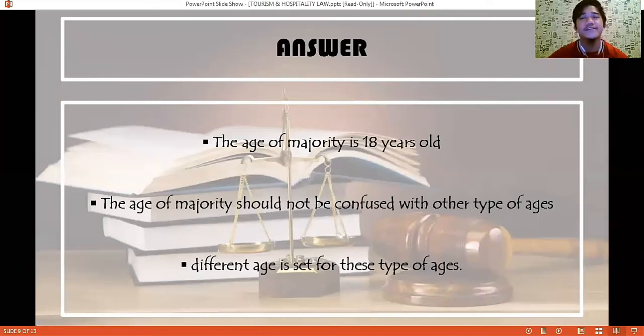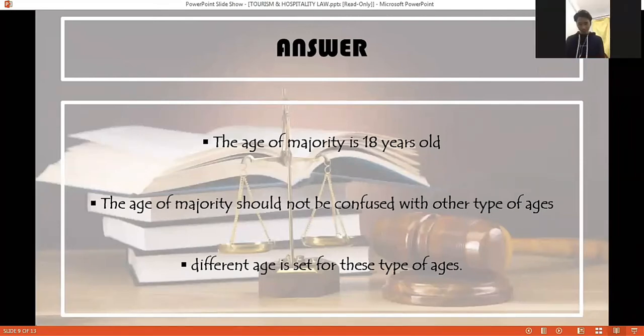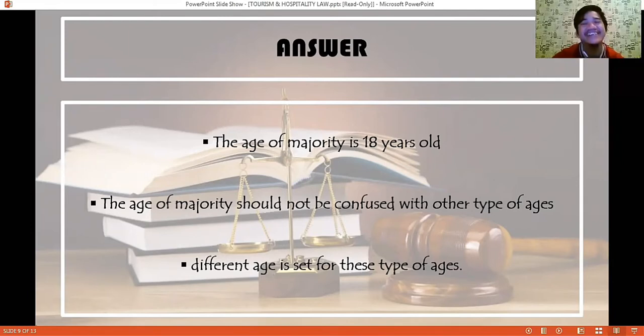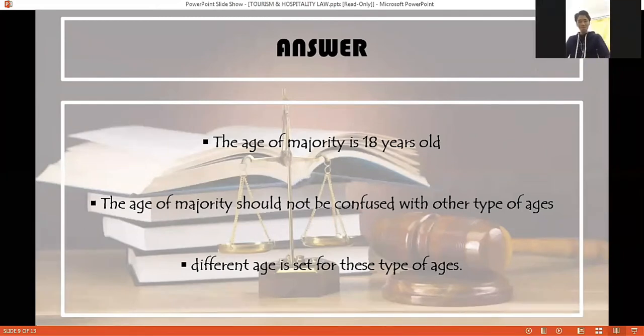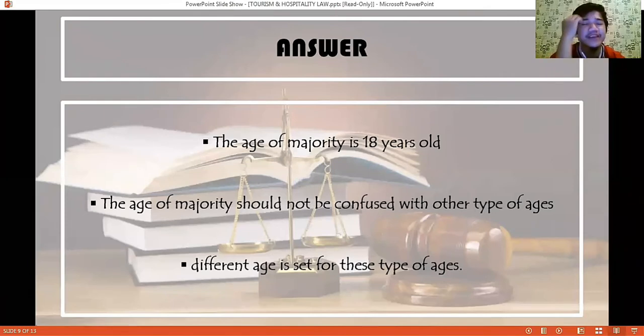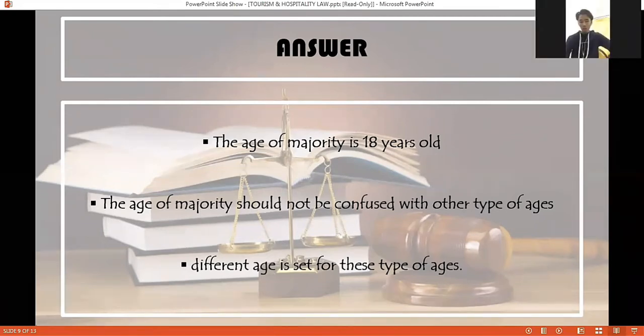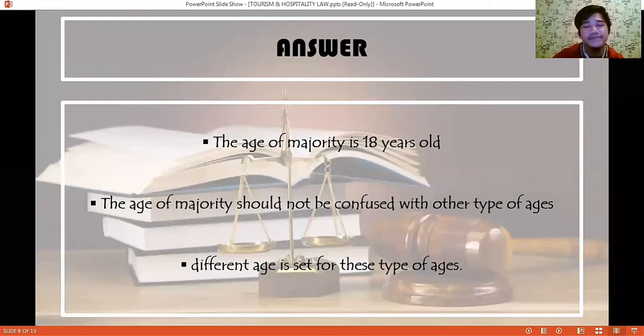Azmi, are you okay? Cakap. Technical problem. Excuse me. Hello, kat mana saya tadi? Different age is set for this type.